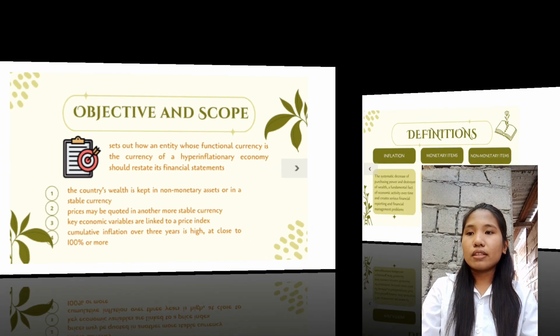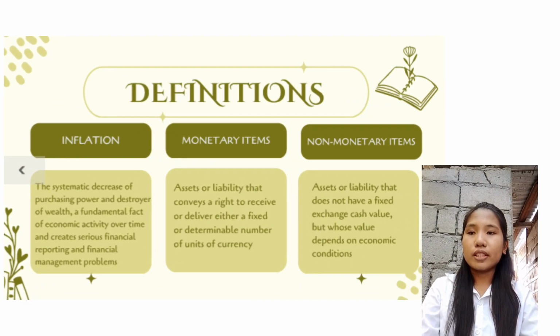Now let's talk about definitions mentioned in this topic. First is inflation. So when we say inflation, it is the systematic decrease of purchasing power and destroyer of wealth, a fundamental fact of economic activity over time and creates serious financial reporting and financial management problems.